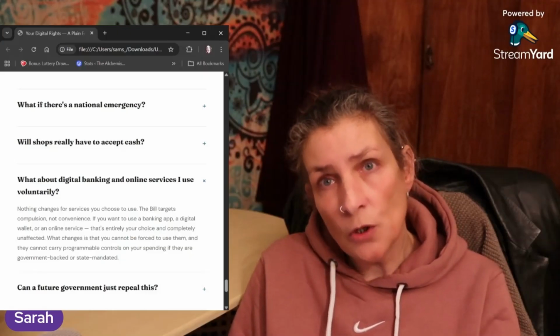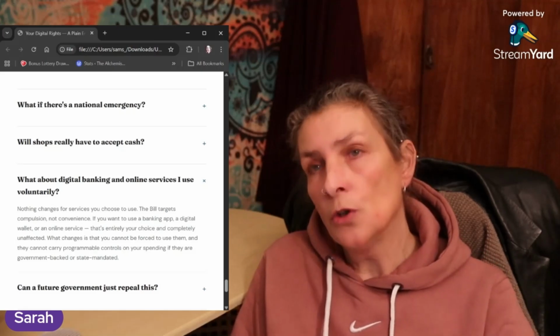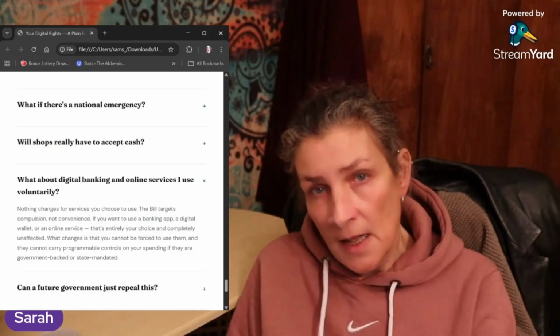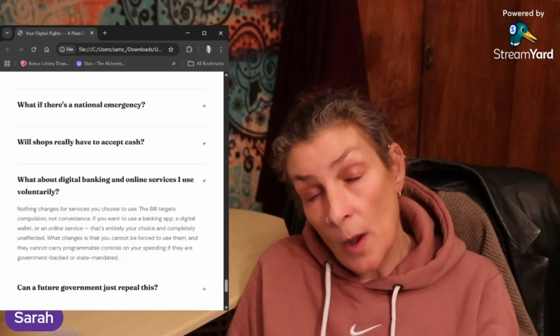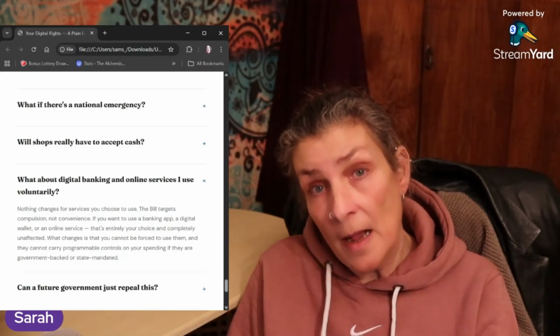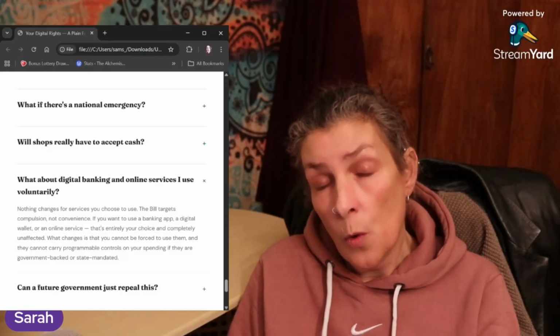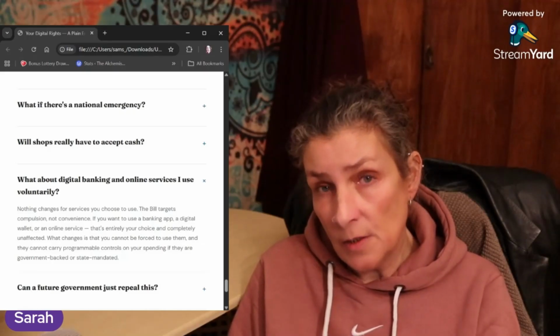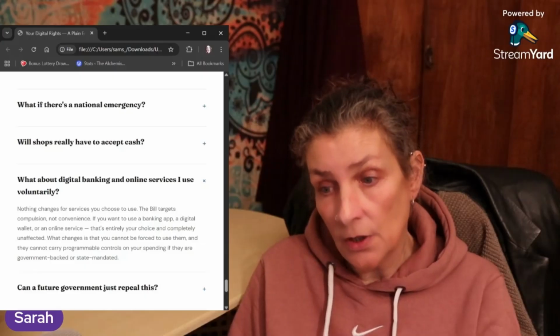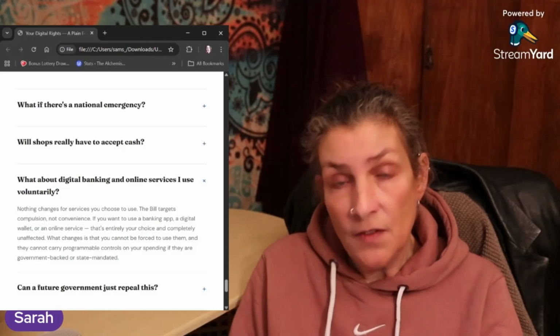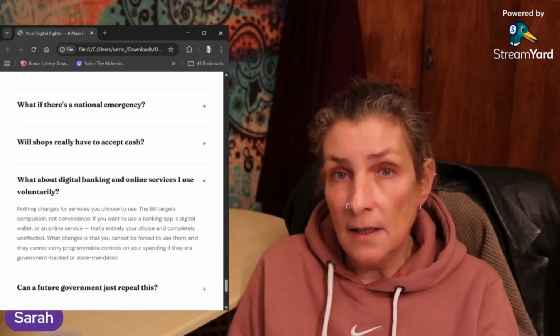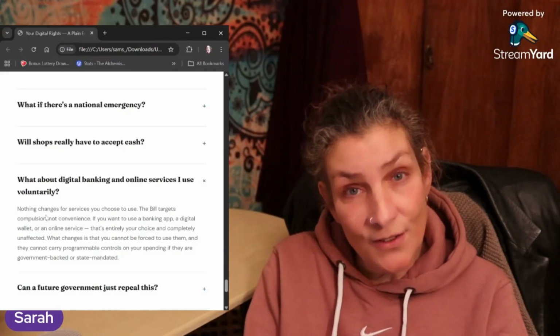So if you want to use a digital ID, if you want to use programmable cash, that's absolutely fine. It's not a problem at all. This will help them not be able to control what you spend and where you spend it. They will not be allowed to have programmable controls, even if you are choosing to use the digital ID. So it's a win-win all round.